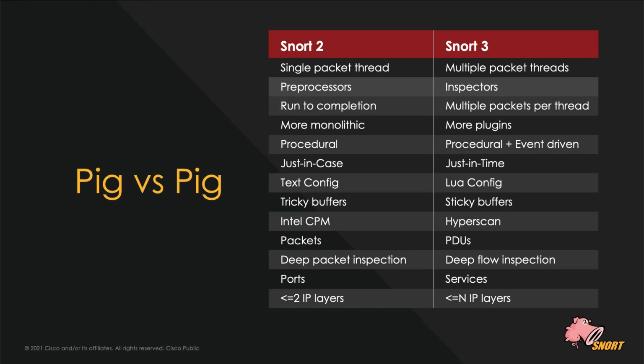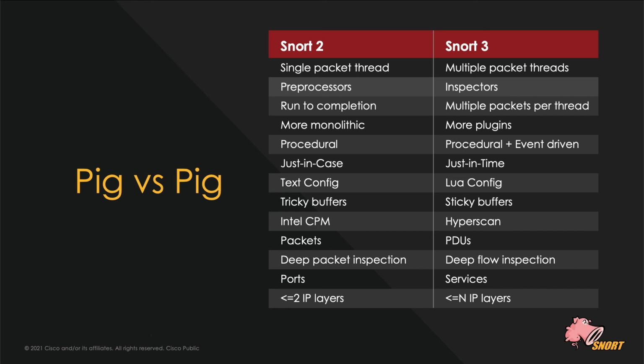Here's a quick left to right comparison of Snort 2 to Snort 3. You can see some of the major changes, or major philosophical differences, I suppose. Preprocessors to inspectors, single to multi-threaded. Snort 2, even though it has dynamic plugins, is still more of a monolithic application, whereas Snort 3 is really all plugin based, making it easier to write a plugin. You don't have to know everything except just how your plugin works.